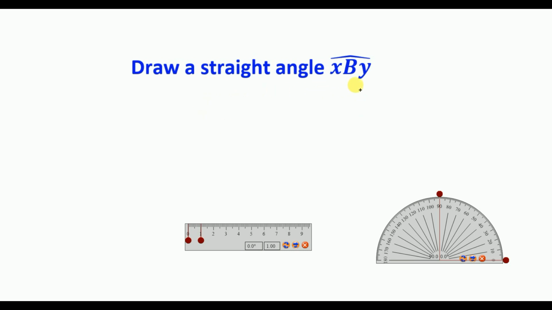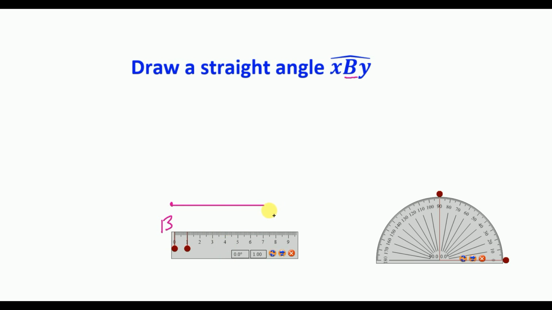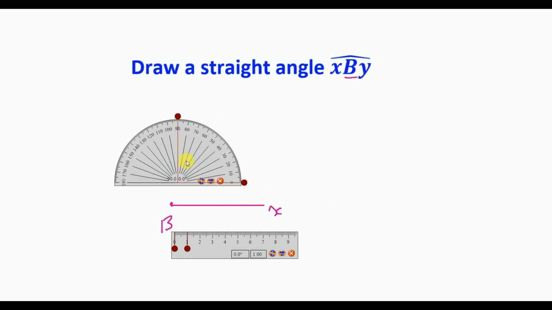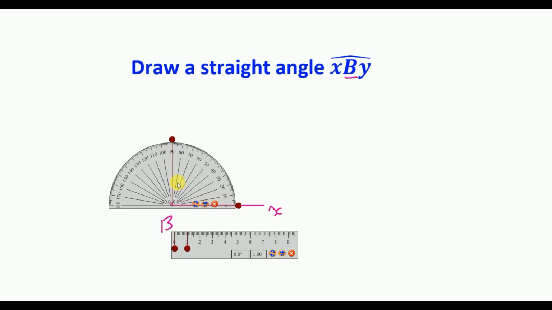Now let's draw a straight angle XBY. We know that a straight angle measures 180 degrees. First, let's place the vertex B. I place a point, I name it B. Then I draw one of the two sides, either BX or BY. So let's start with BX. So after I draw the semi-line, the first side BX, to draw the line BY, I can use my protractor by placing the center of the protractor on B and the 0 on BX. I count from 0 till 180. I place a point, then I draw the second side BY.